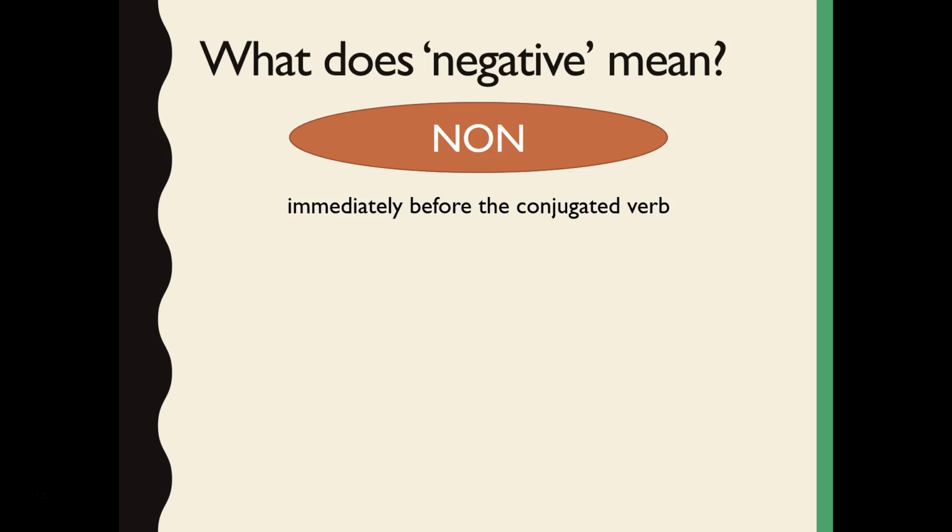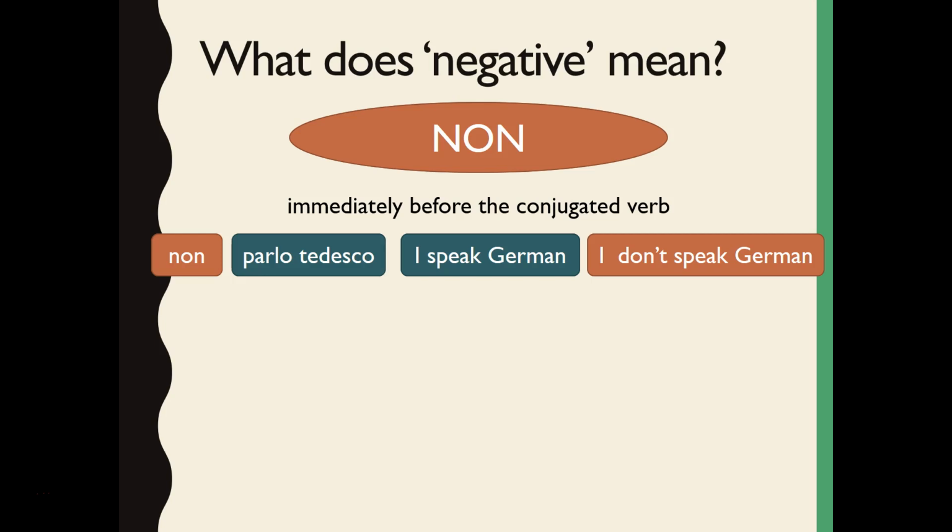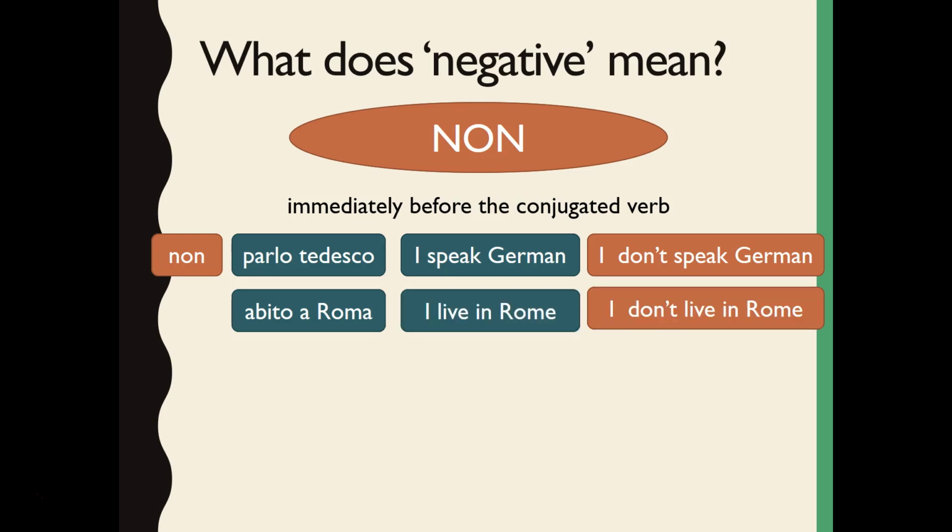Let's look at some examples. So if we have parlo tedesco, I speak German, and we want to change that to say I don't speak German, what do we need to do? Well, we simply need to put non before the conjugated verb, before parlo, I speak. So non parlo tedesco. Let's look at another example. If we have abito a Roma, I live in Rome, but we want to say I don't live in Rome, where do we put the non? It has to go before the conjugated verb, which is abito, so non abito a Roma.